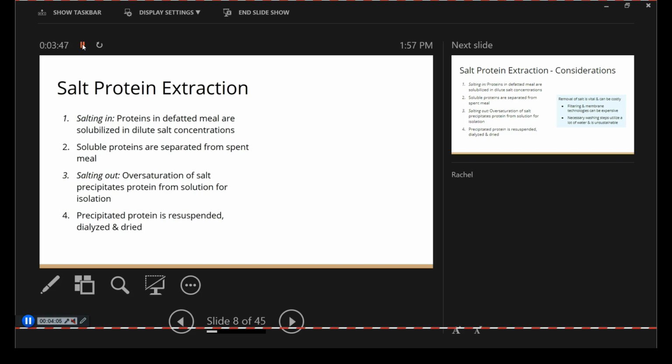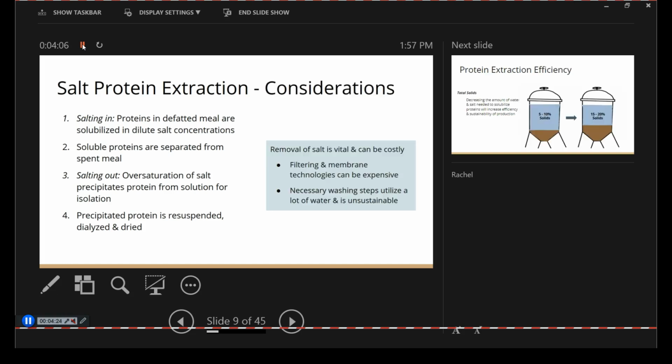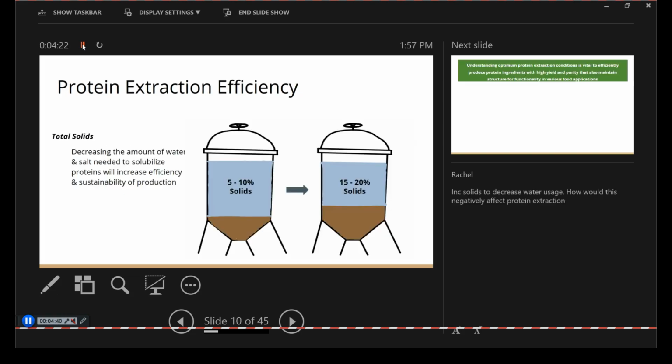For the salt extraction, we had also talked about this in class. By increasing the ionic strength, we can solubilize more proteins to isolate them from the meal, and then we can precipitate them by oversaturating. And this can help to overcome some of the denaturation or off flavors that are produced with the alkaline extraction. However, when we do this, the removal of salt is very crucial, and that can pose some costs for the membrane and filtering, as well as the washing steps needed to remove the salt, which are not efficient or sustainable.